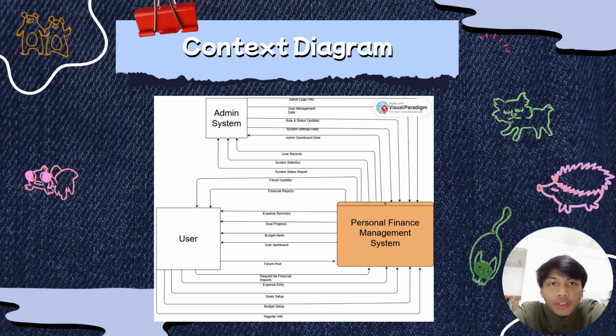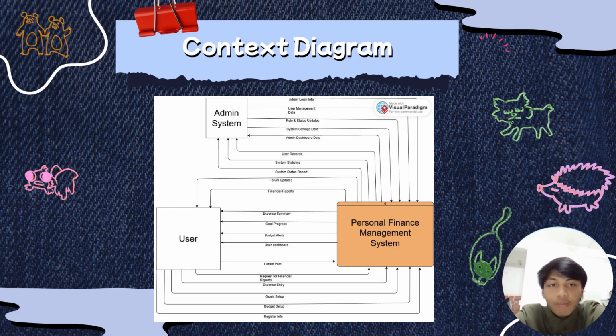Okay, for context diagram, as you can see here, this diagram shows how the personal finance management system interacts with two main entities, that is user and admin system. Okay, the user can register, enter expense, set budgets and goals, request financial report, and post in the forum. In return, the system provides expense summaries, budget alerts, goal progress, and a user dashboard.